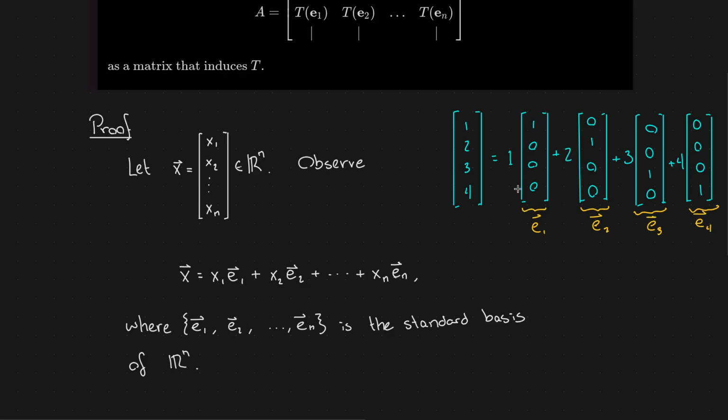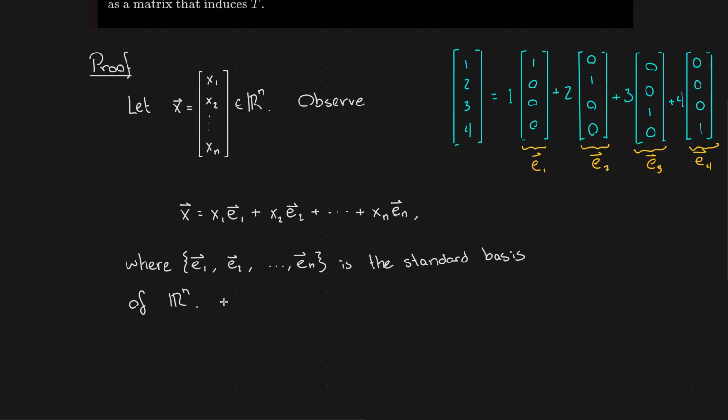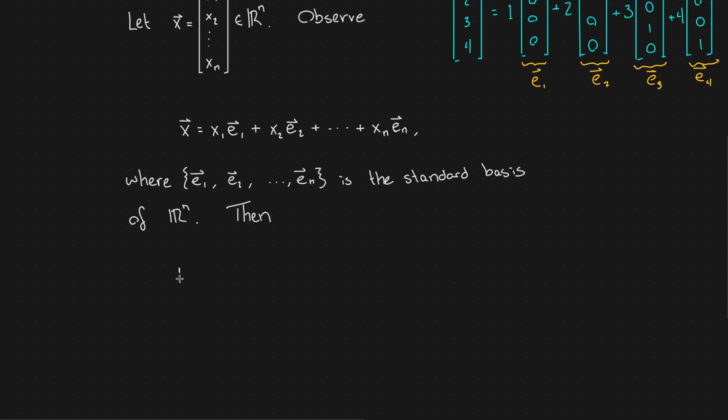I could apply the same strategy to any vector in any number of dimensions. So that's all I'm doing here. I'm just expressing my vector as a linear combination of the standard basis. The coefficients of the standard basis are just the components of the vector. But we want to apply a linear transformation. So then the transformation on vector x is just the transformation on the linear combination of the standard basis that gives us x.